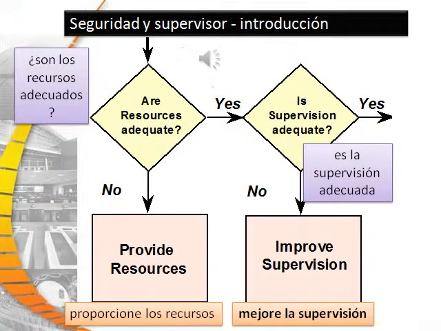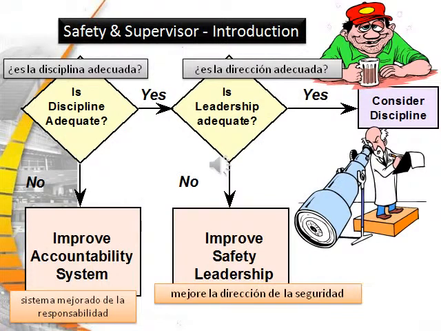Here are two questions which need to be asked with every work training situation. Are the resources adequate? If yes, is the supervision adequate? Is the discipline adequate? Is the leadership adequate? You may need to improve your accountability system or improve your safety leadership.